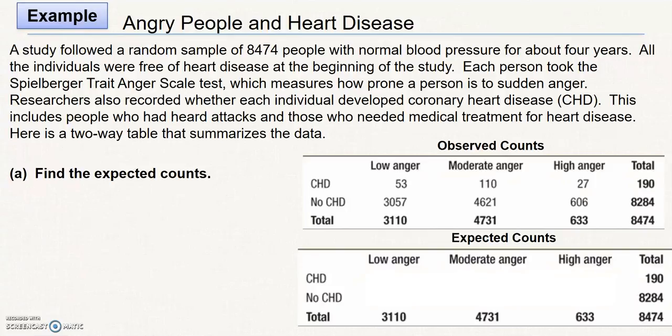Okay, so there are two-way tables here, one with the observed counts, and so we need to find the expected counts. And again, you're going to find the expected counts the exact same way we just did in the last video. So pause and find those expected counts. Okay, so go ahead and now verify that you have the correct answers.